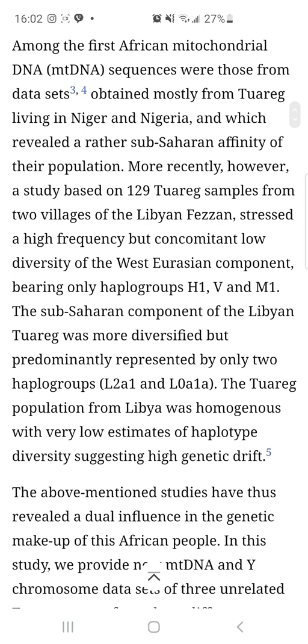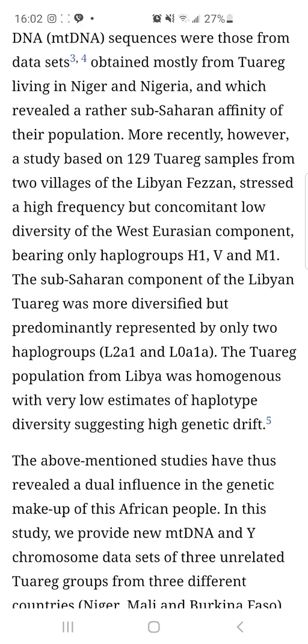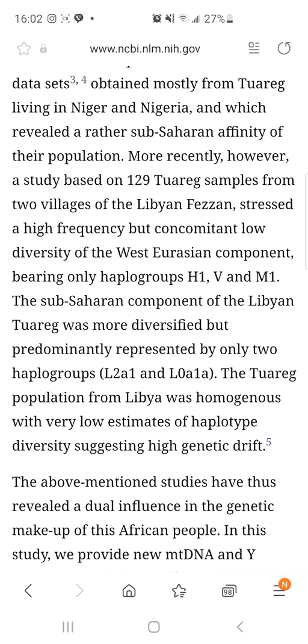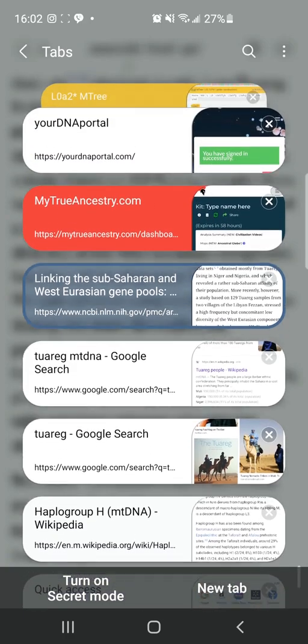Then they say the Tuareg sample was more diversified, but predominantly represented by only two haplogroups, L2a1 and L0a1, L0a1a. My haplogroup is L0a2, so it's the same thing. Basically, it's from the same lineage. So right there, it already tells you a little bit about what I was trying to talk about.